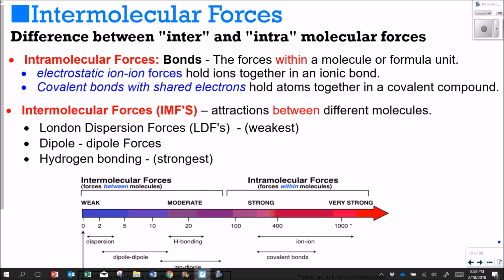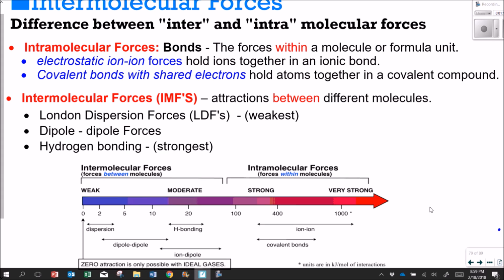So electrostatic ion-ion forces hold ions together in an ionic bond, and covalent bonds with shared electrons hold atoms together in a covalent compound. Intermolecular forces, or IMFs, are attractions between different molecules. There are three intermolecular forces: London dispersion forces, which are the weakest, dipole-dipole forces, and finally hydrogen bonding, which are the strongest. Hydrogen bonding is not actually a bond, it is an intermolecular force.